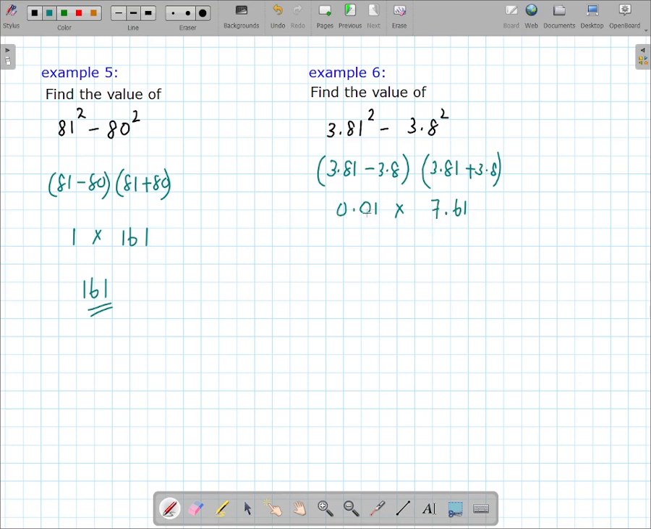Then 0.01 means 1 over 100, times 7.61. So this means 7.61 divided by 100. When you divide 7.61 by 100, the decimal point moves 2 digits to the left. 1, 2. So the answer is 0.0761.